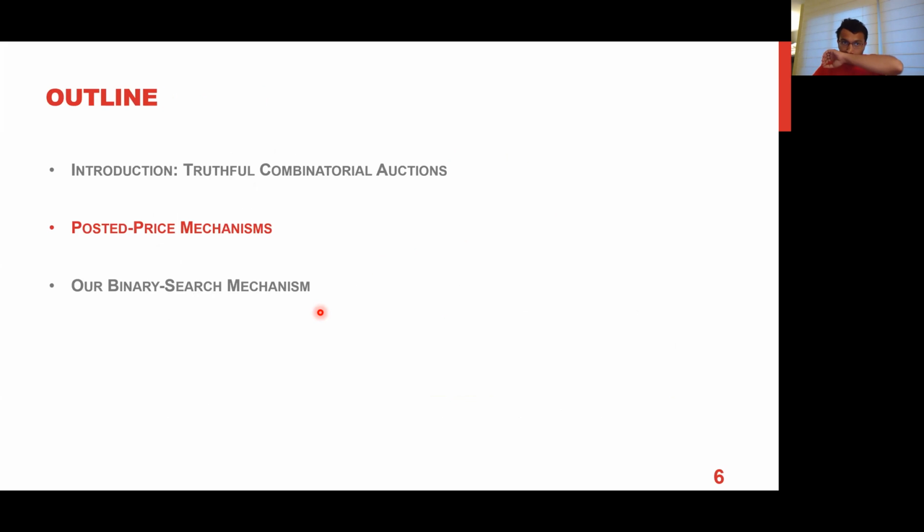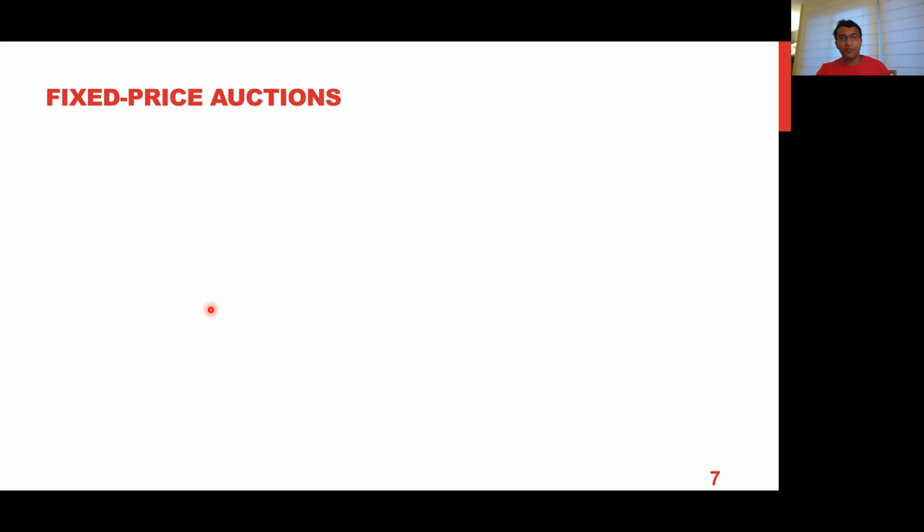Okay, so what's the outline for the talk? I just told you what these truthful combinatorial auctions are. Now I'll be telling you what these posted price mechanisms are, which is the main underlying machinery that we'll be using. And then how we use this tool to build our binary search mechanism. So it's going to be some kind of a binary search. Okay, so let's first start off with some prelims.